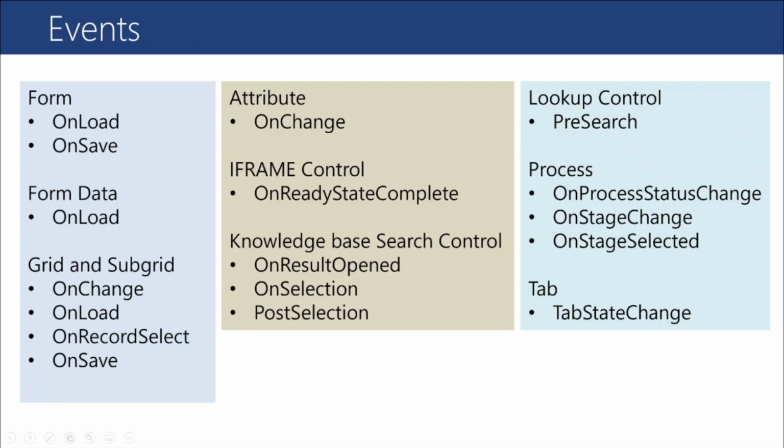In model-driven apps, you associate a specific function in a JavaScript library to be executed when an event occurs. This function is called an event handler. Each event handler specifies a single function within a JavaScript library and the parameters that can be passed to the function. Events occur in customer engagement forms and grids whenever a form or grid loads, or data is changed or saved. You execute your JavaScript code by associating it to an event so that it is executed when the event occurs.